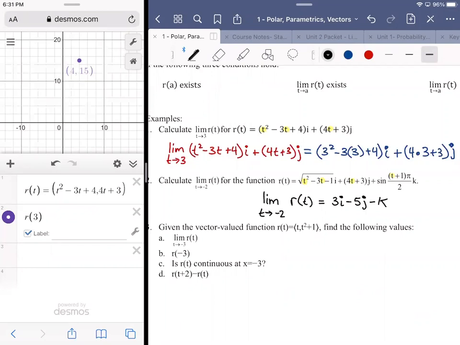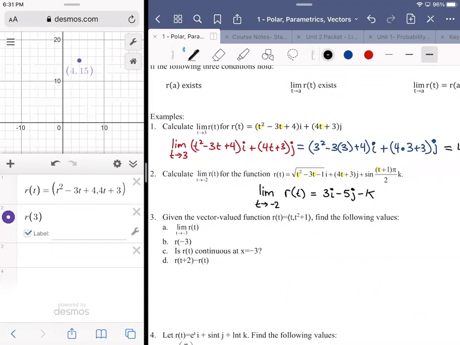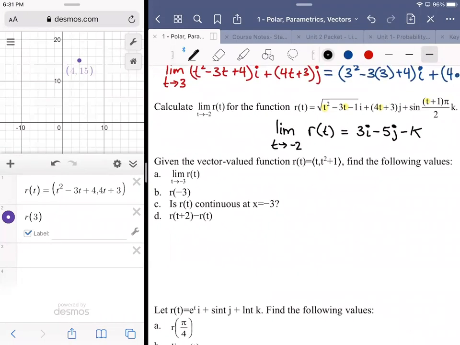All right. So the next one, given the vector valued function, t, then t squared plus 1. So that's a parabola. When you have a vector valued function in two dimensions where it's polynomial, but the highest degree is a power of 2, it's going to be quadratic. It's just a question of, is it going to be an upwards and downwards parabola, or is it going to be a sideways parabola? In the end, it doesn't really matter for what we need to do.